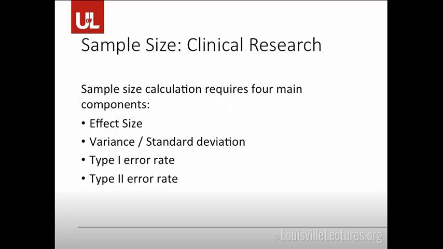And so the sample size calculation has four main components. There are pretty much as many sample size formulas as there are types of studies. So for brevity, we won't get into all of them. But the four main components are your effect size, what you're measuring, your variance/standard deviation, and then your type 1 and 2 error rate.